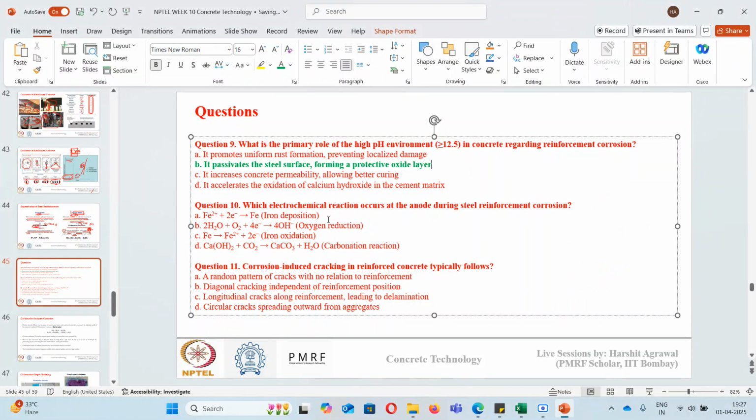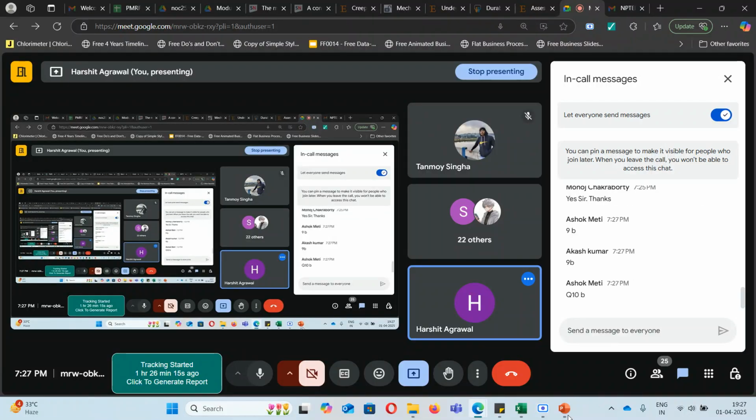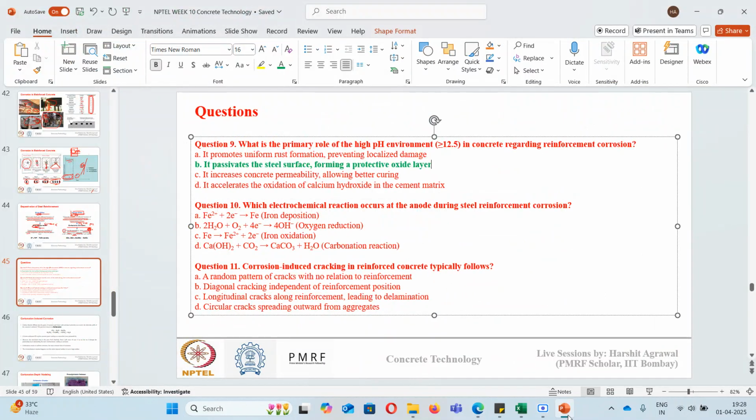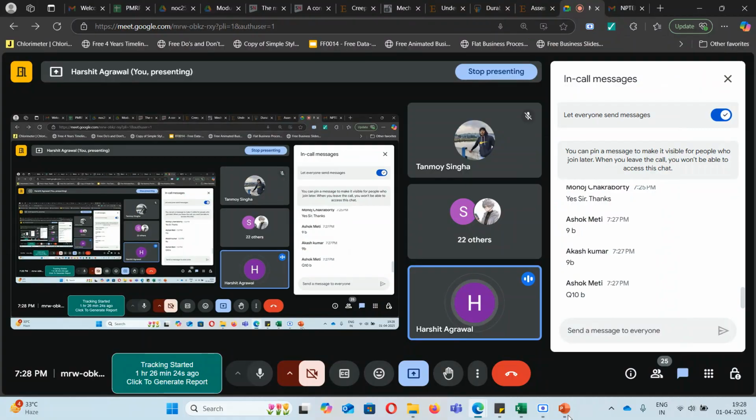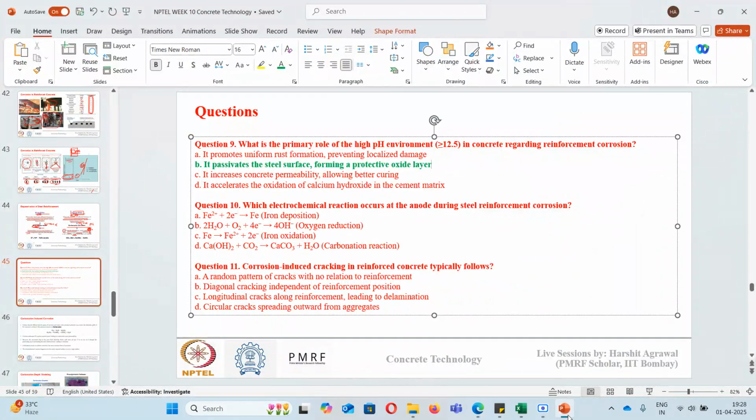Which electrochemical reaction occurs at the anode during steel reinforcement corrosion? We saw there are two reactions, oxidation and reduction. At the anode, oxidation occurs, and at the cathode, reduction occurs. So what is the oxidation reaction in these equations that I have shown in the options? Will anyone else try to answer question number 10?